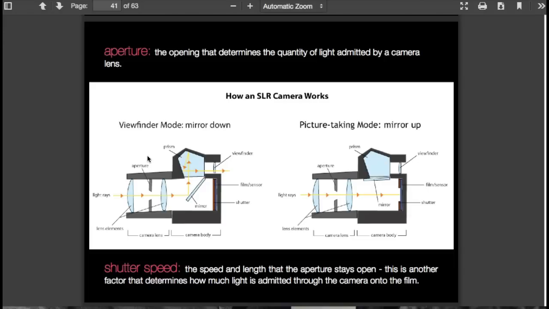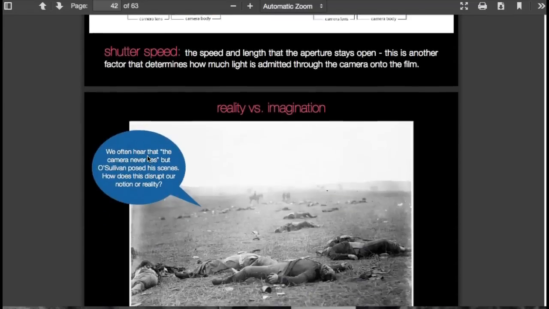The other way we control how much light we let in through the camera is the shutter speed. This is the speed and length that the aperture stays open. If you have it set at f2.5, for example, it's going to open very wide. But if you have the shutter speed set to open very quickly, it's going to open wide but quick, wide and very fast. Or if you want it to open for a much longer time, you can let a lot more light through. This, again, determines how much light is admitted through the camera, which is going to determine if we perfectly expose, if we underexpose, or if we overexpose. So that is your very brief lesson in photography.